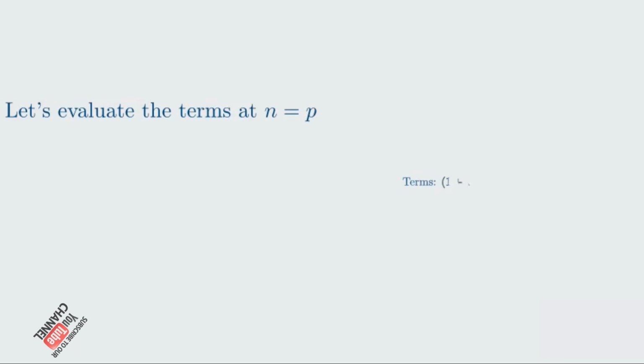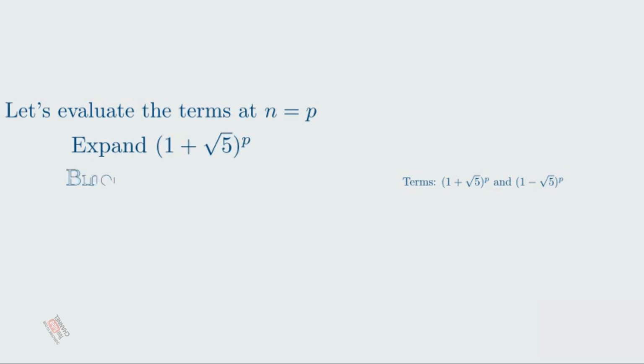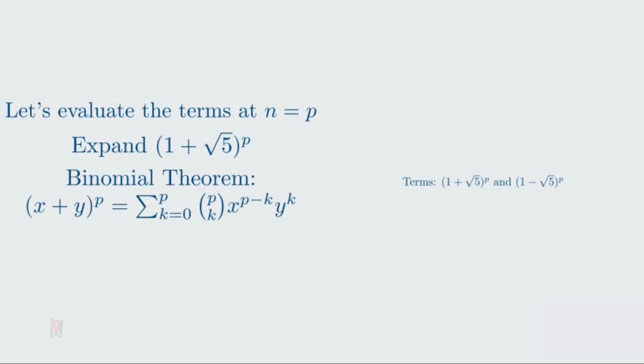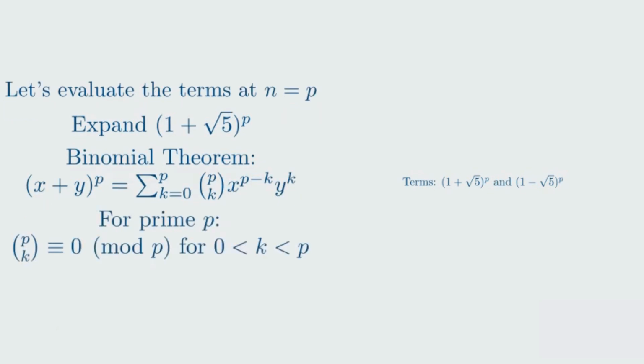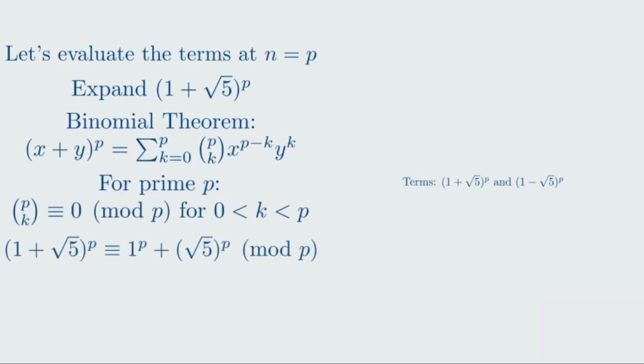Now, let's substitute n equals p into the terms from Binet's formula. We need to expand the quantity 1 plus the square root of 5 to the power of p. To do this, we use the binomial theorem. When we expand this out, the coefficients of the middle terms are all combinations of p choose k. Here's a crucial property. Because p is a prime number, all the binomial coefficients for k strictly between 0 and p are multiples of p. This means that when we work modulo p, all those middle terms simply vanish, leaving us with just the first and last terms, 1 to the power of p plus the square root of 5 to the power of p.